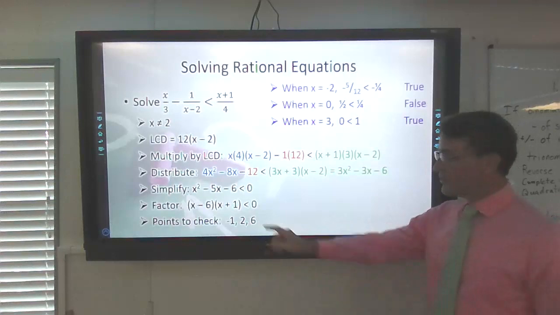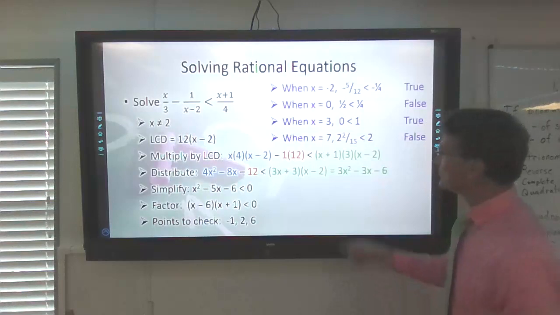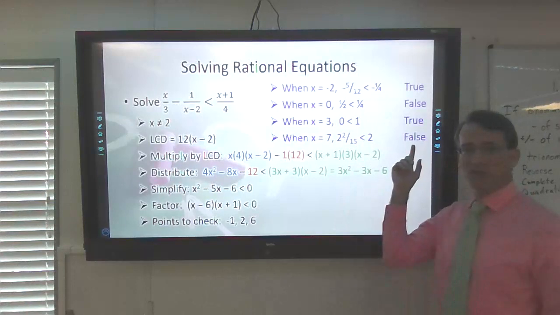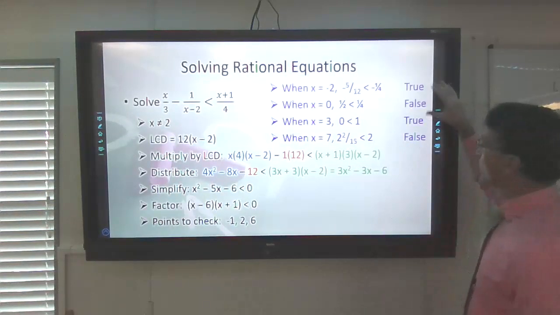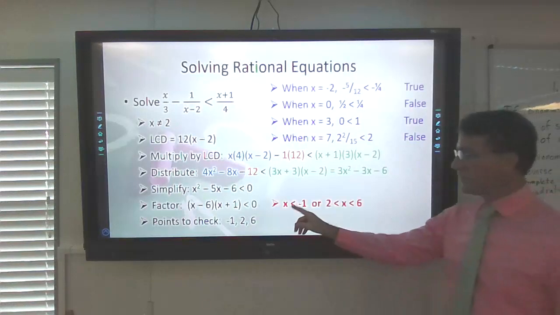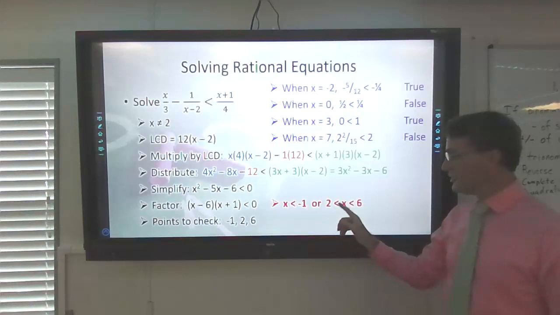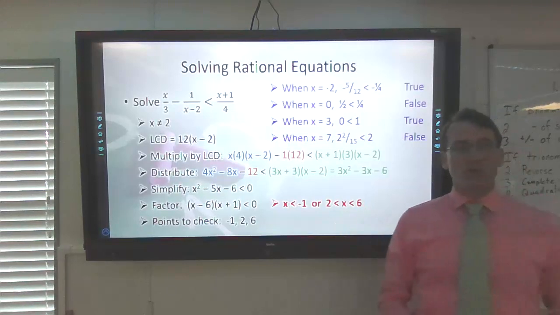And then I'm going to choose a value that's greater than 6. I could use 10. I've chosen to use 7. So when I use 7, I get 2 and 2/15 is less than 2. That, once again, is false. So my final answer is going to be in the ranges where it is true. So that means x is either less than -1 or x is located between 2 and 6. Try this next one on your own.